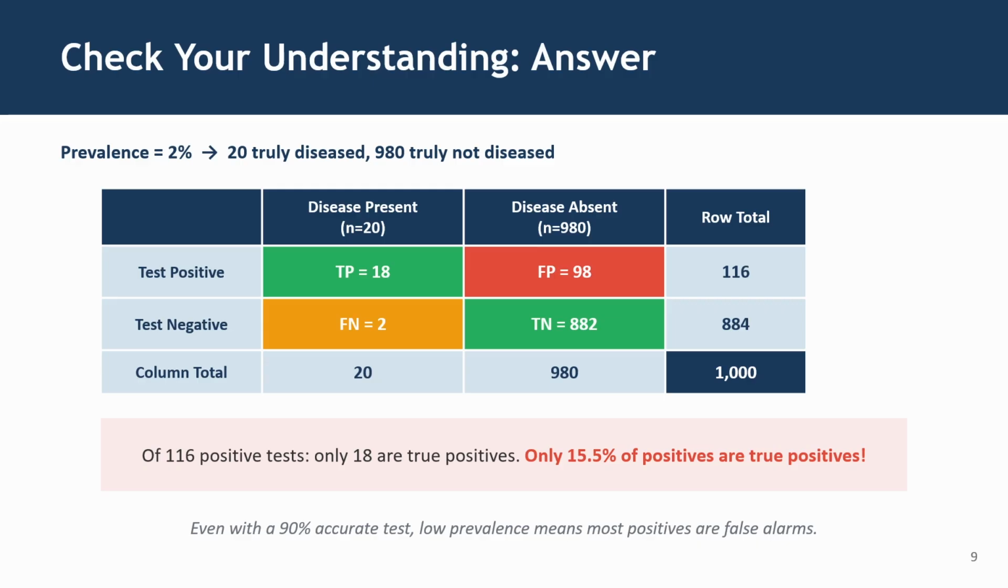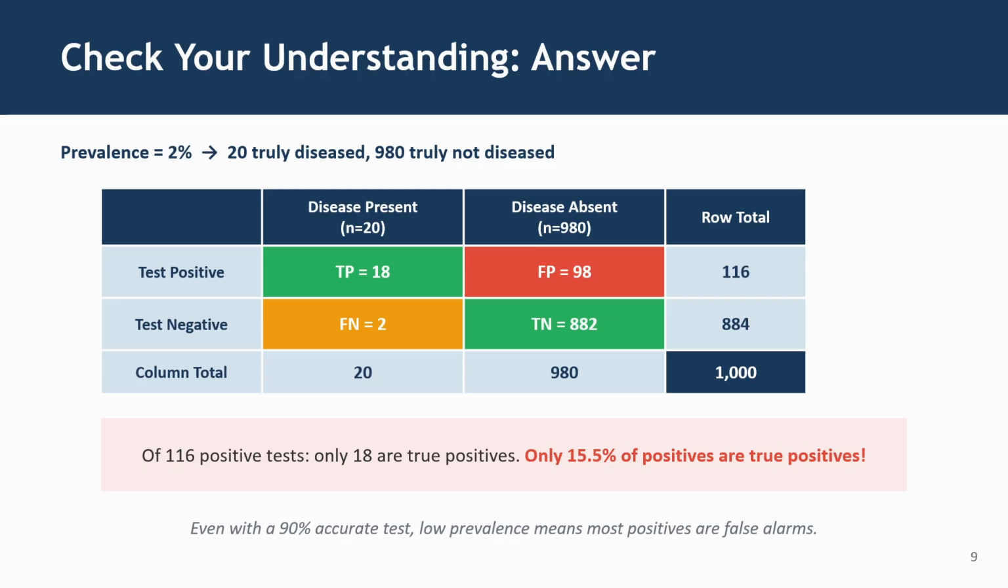Step 2. Sensitivity is 90%. Apply it to the 20 truly diseased animals. 90% of 20 equals 18 true positives. The remaining 2 are false negatives. Step 3, specificity is 90%. Apply it to the 980 truly disease-free animals. 90% of 980 equals 882 true negatives. The remaining 98 are false positives.